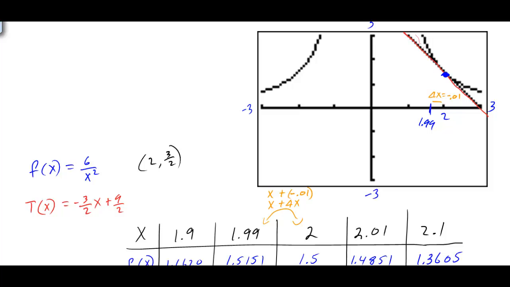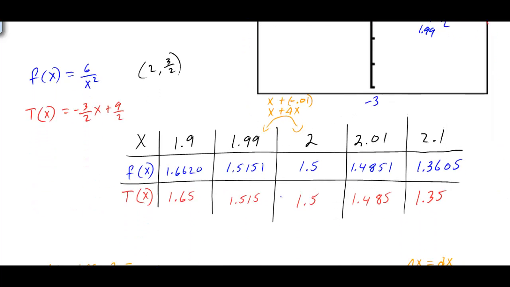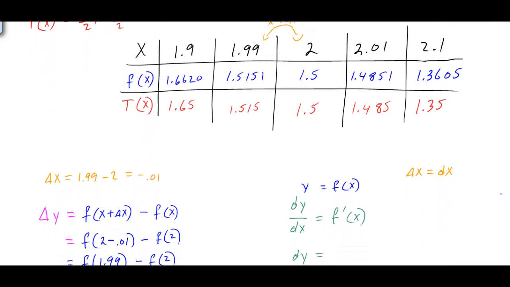And again, from this approximation, we can approximate the y value to be 1.515. Now, over here we can see that delta x, we said, is 1.99 minus 2. That's the change in our x, and we said the change in our x is very small. It's negative 0.01.